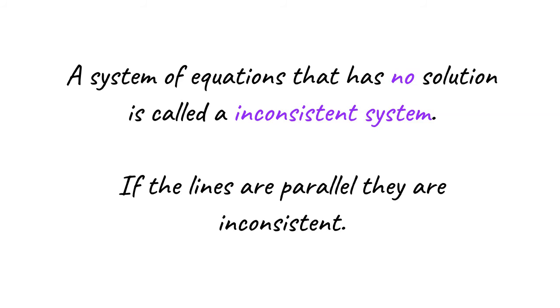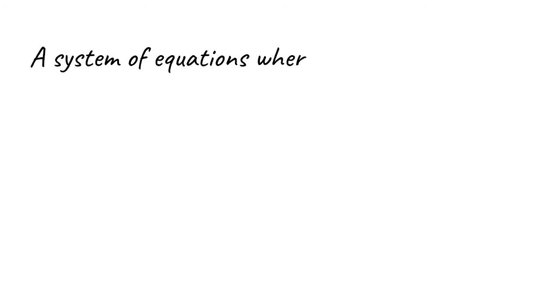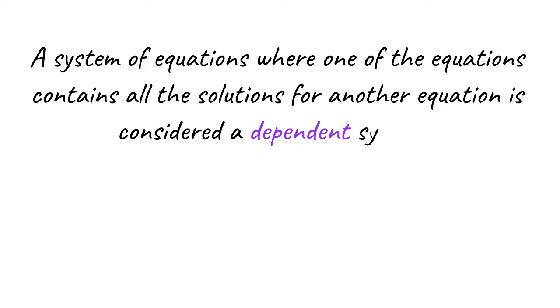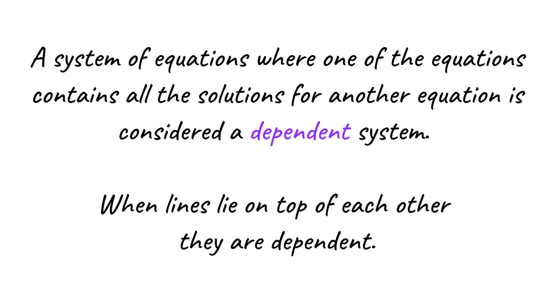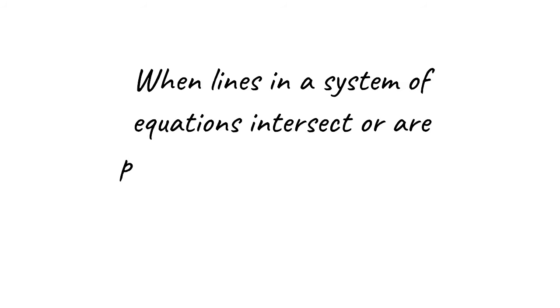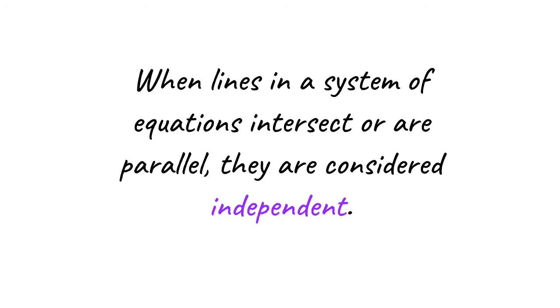A system of equations where one of the equations contains all the solutions for another equation is considered a dependent system. When lines lie on top of each other, they are dependent. When lines in a system of equations intersect or are parallel, they are considered independent.